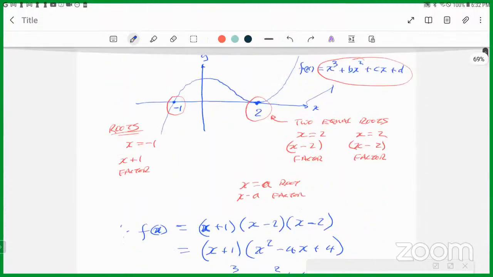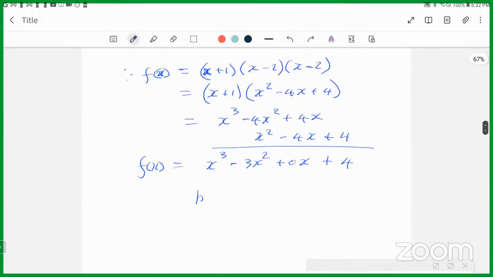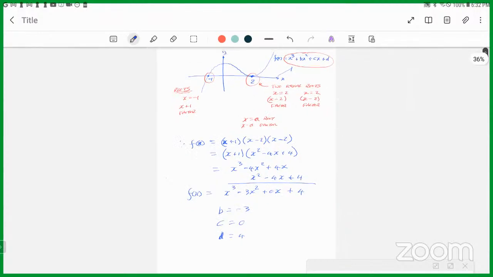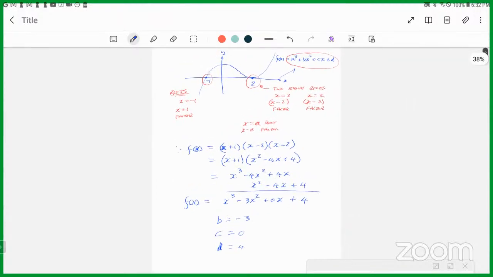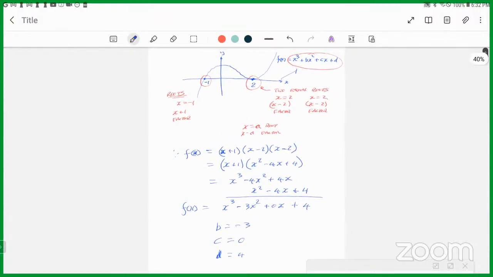So the b is negative 3 then. The b is the x squared coefficient, the c is the x coefficient, and the d is the constant. So the b equals negative 3, the c equals 0, and the d equals 4. That's it. That was a nice question. That's what you call a learn something from it question.